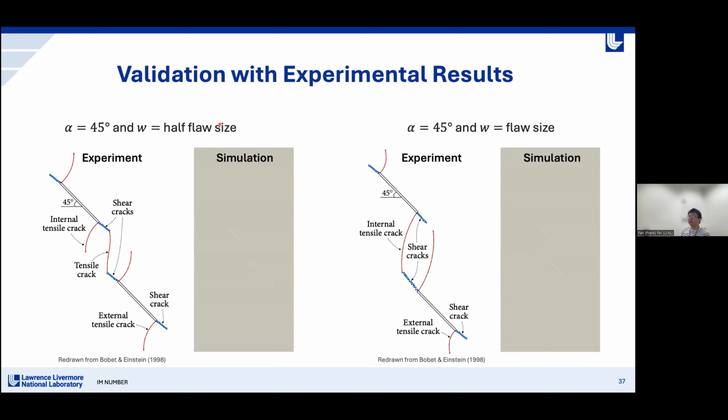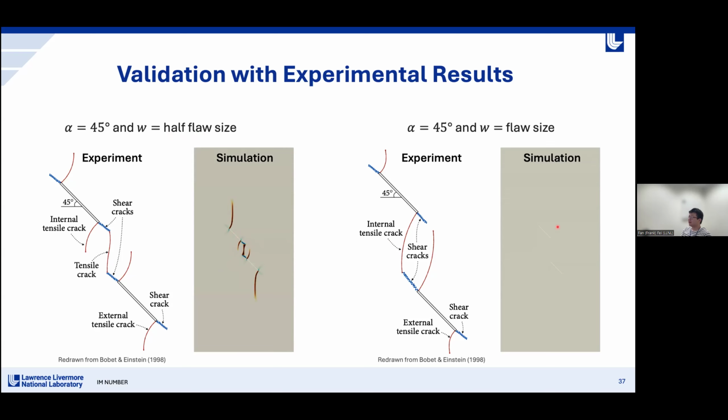Here I'm showing you 2 cases of the simulation. Both have the same inclination angle, which is 45 degrees, but the stepping is different. For the first case, the stepping is equal to half the flaw size. We can see the initiation and propagation of the tensile wing cracks first from the flaw tips. The shear cracks in blue color also extend from the flaw tip. And finally, we see a secondary tensile crack here in the middle that correlates with the two shear cracks.